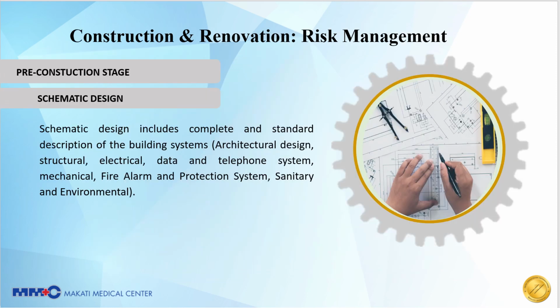Now, let's move forward to the stages of construction. First is the schematic design. It includes complete and standard description of the building systems, such as architectural design, structural, electrical, data and telephone system, mechanical, fire alarm and protection system, sanitary, and environmental.